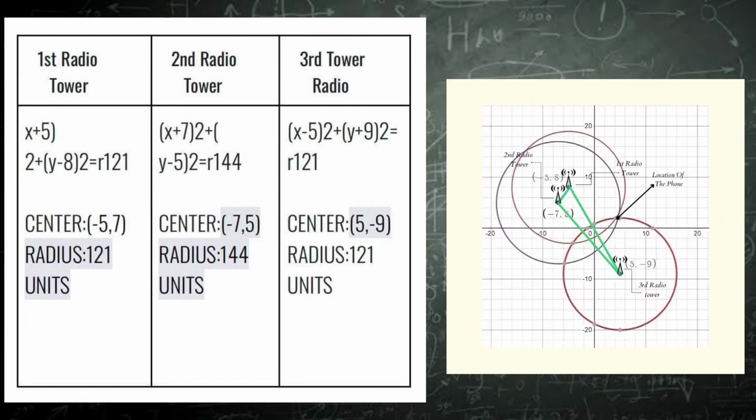First radio tower is (x plus 5) squared plus (y minus 8) squared. Center, negative 5 and positive 8. Radius, 121 units. The second radio tower is (x plus 7) squared plus (y minus 5) squared. Center, negative 7 and positive 5. Radius, 144 units. Lastly, the third radio tower is (x minus 5) squared plus (y plus 9) squared. Center, positive 5 and negative 9. Radius, 121 units.